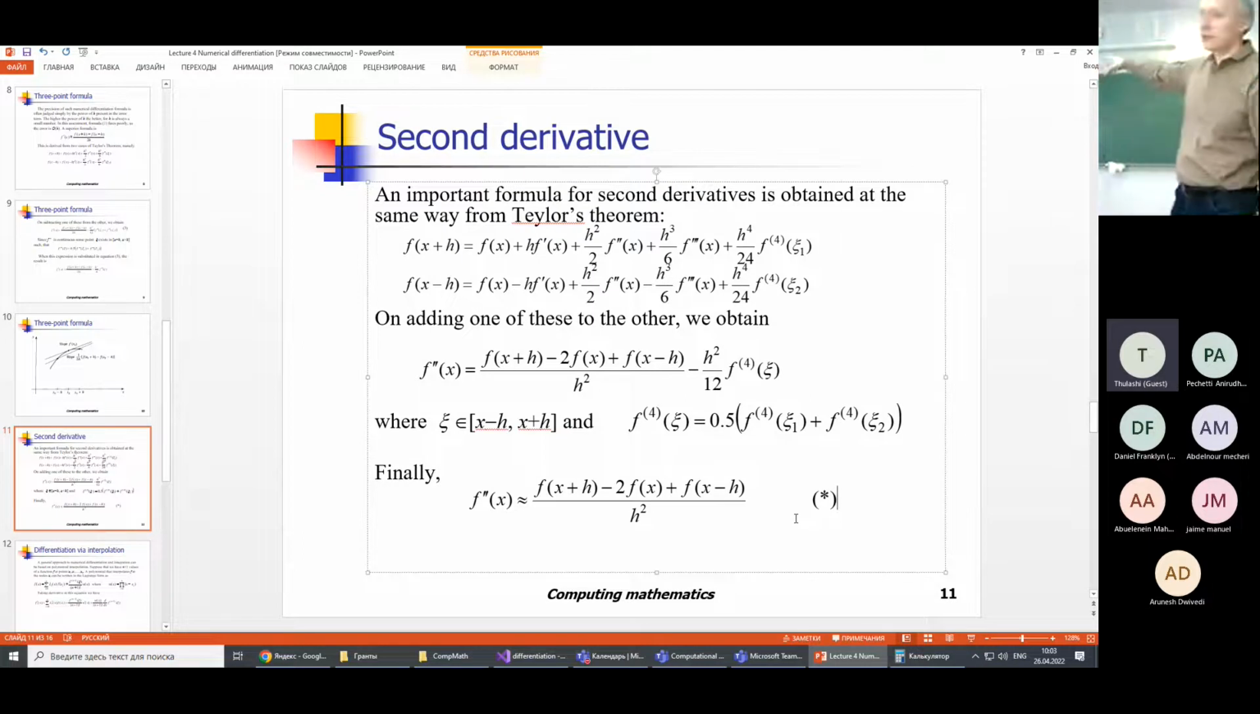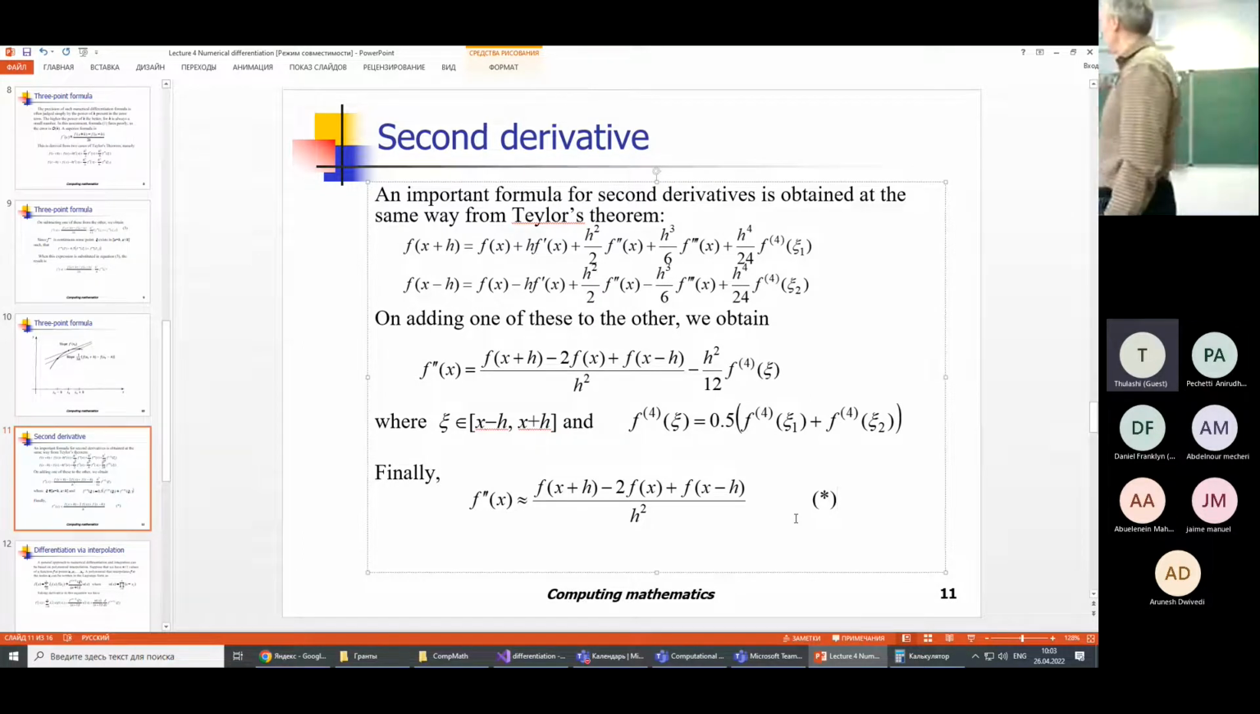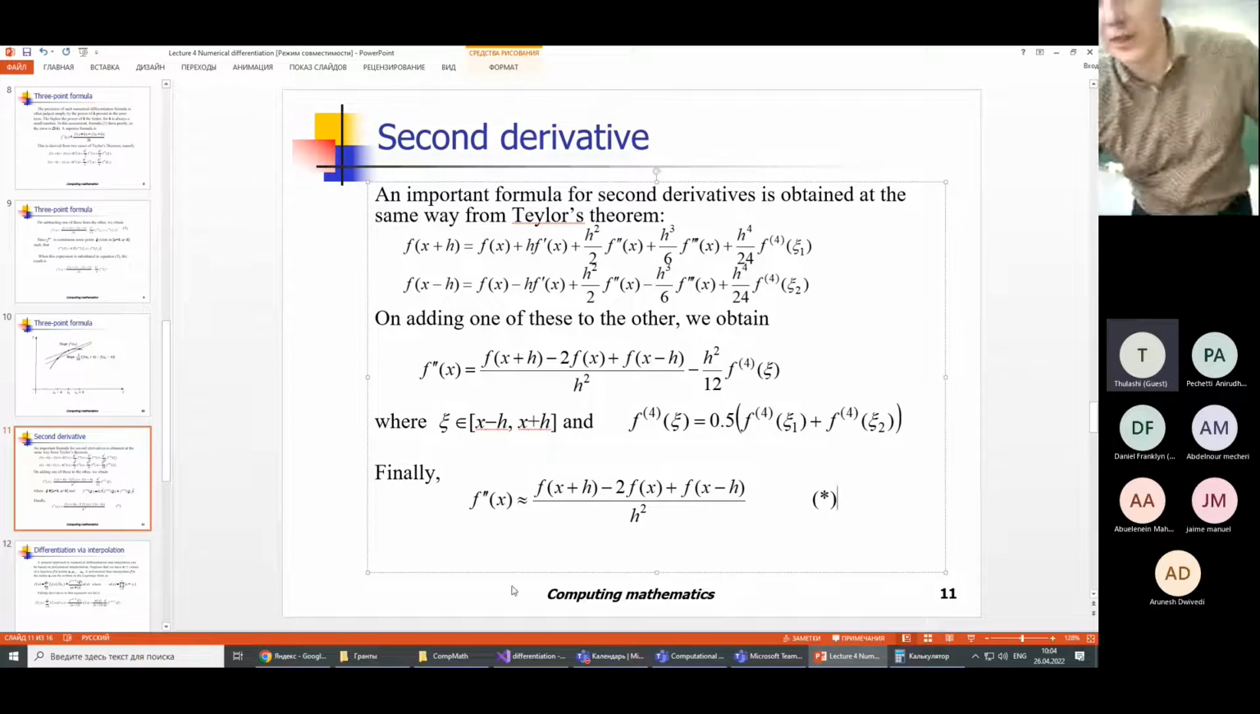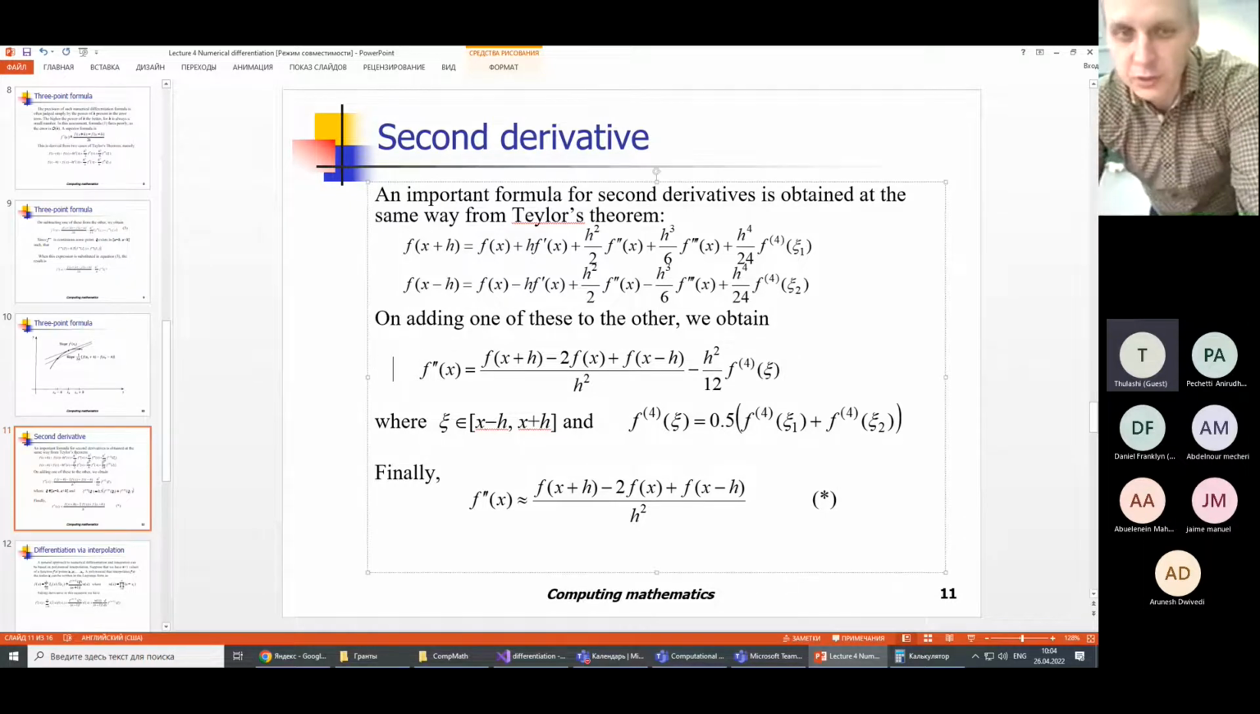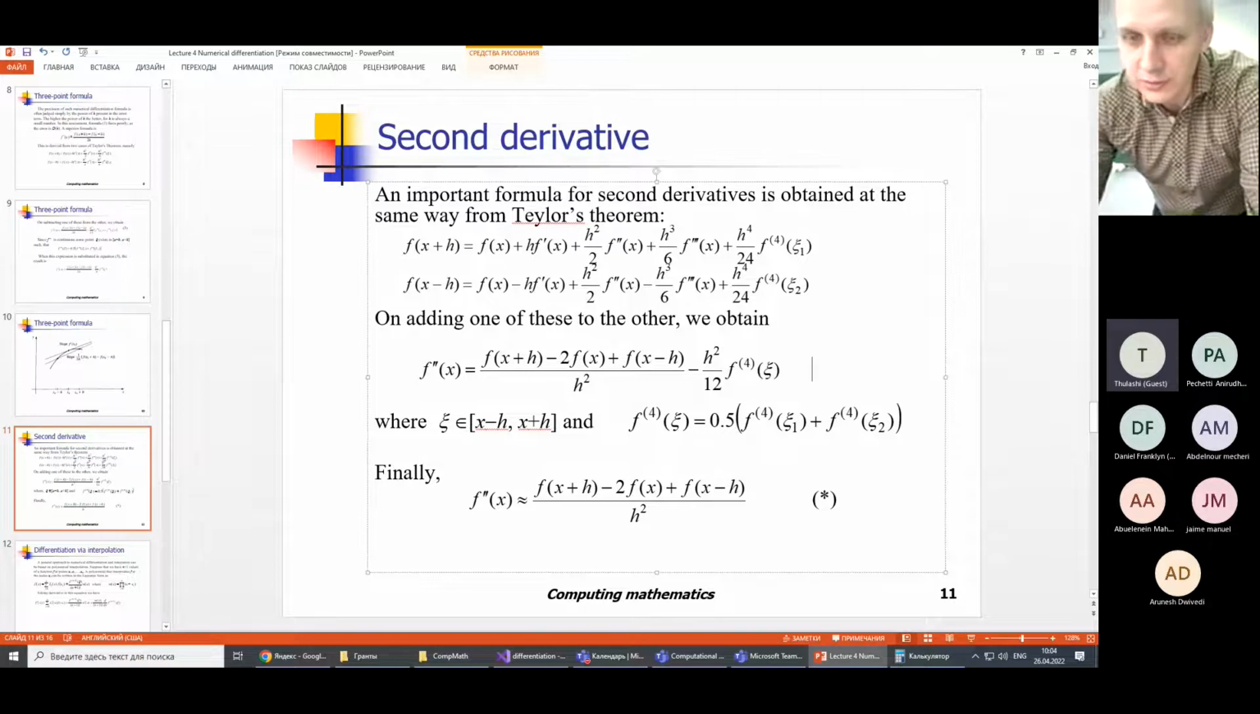The answer is written here on this slide. Please look at the formula marked with a star. This formula, in theory, cannot give us the exact value. We can compute only an approximation. What is the error of this approximation? The error is written here. Let me denote this formula as 2 star.